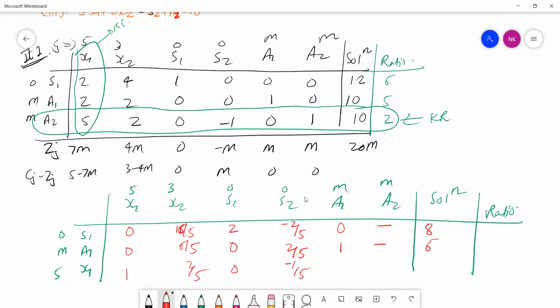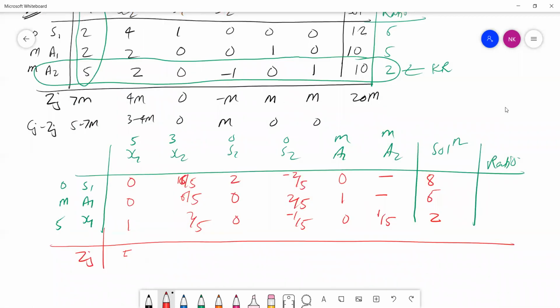The third, that is 1, 2 by 5, then it's the same. Right. Okay. Fine. So this is what we are having as our second iteration table. Now let's calculate Zj.